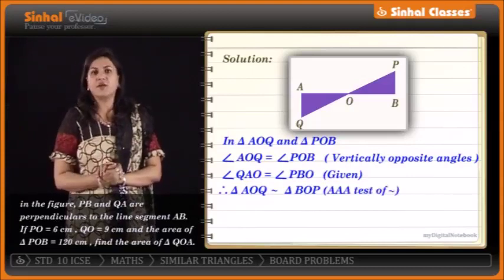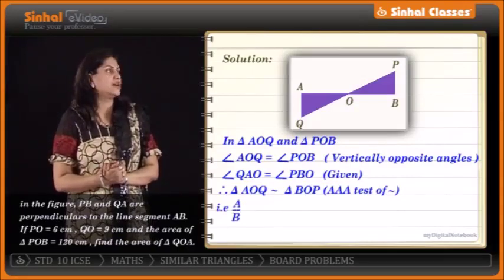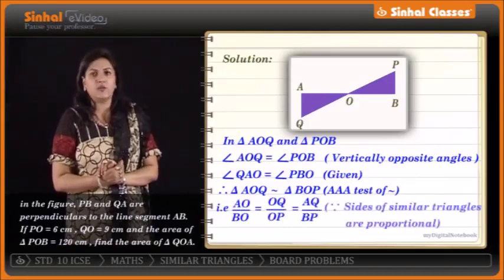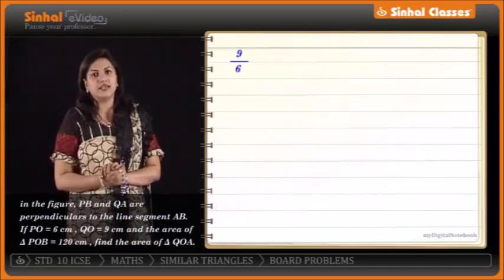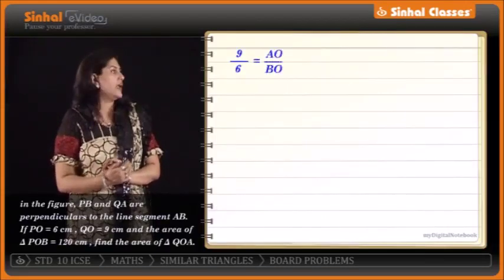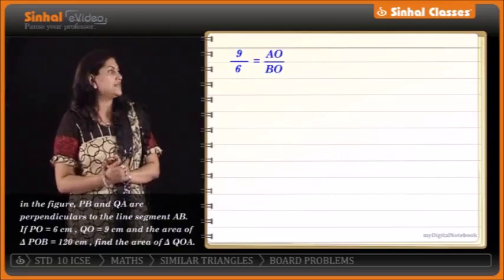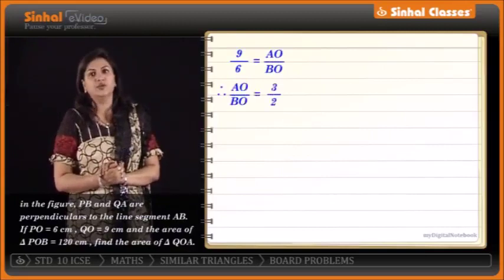So now the corresponding sides will be proportional, that is AO upon BO equals OQ upon OP equals AQ upon BP. That is 9 upon 6 is equal to AO upon BO. Simplify this, we get AO upon BO equals 3 upon 2.